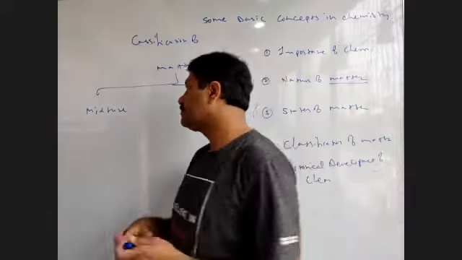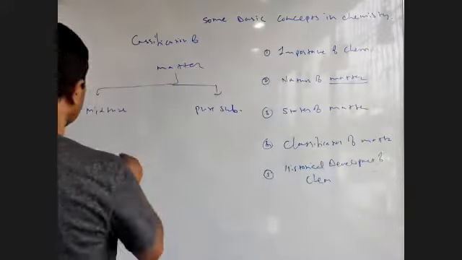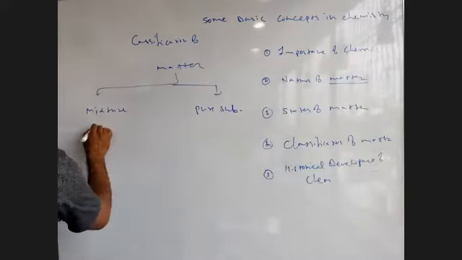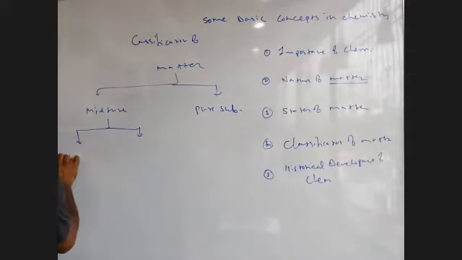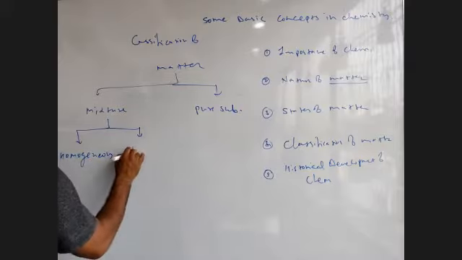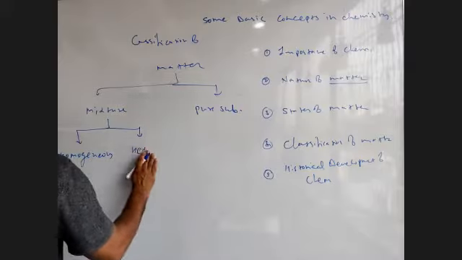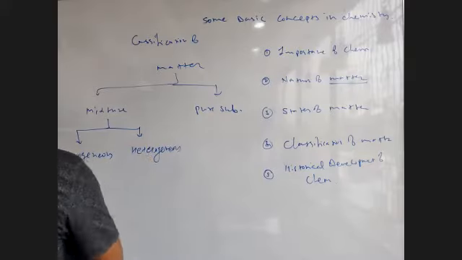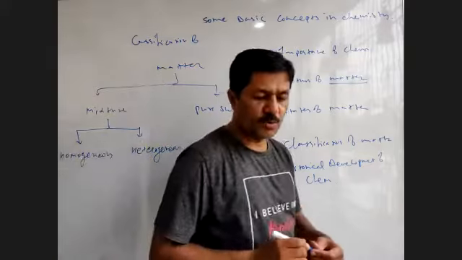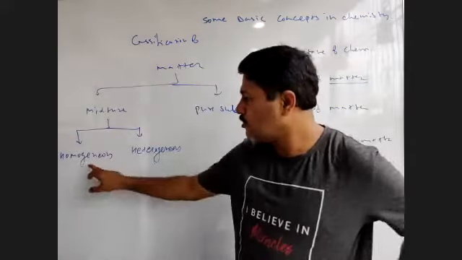Now मिक्सचर की बात करते हैं, तो मिक्सचर दो में वापस classify किए जाते हैं. So this is the classification of mixture. Number one, homogeneous mixture, and number two, heterogeneous mixture. So mixture के वापस दो types होते हैं, that is homogeneous and heterogeneous.